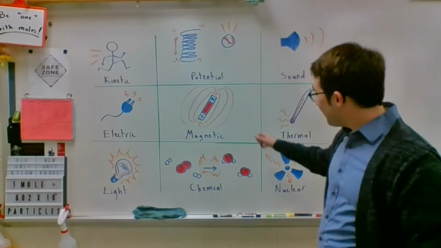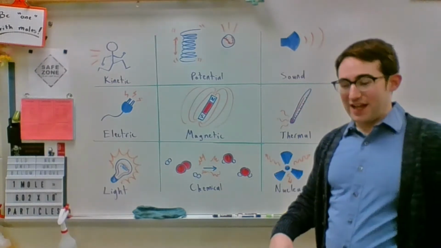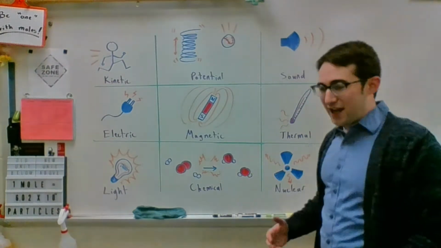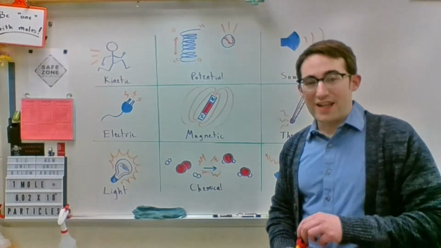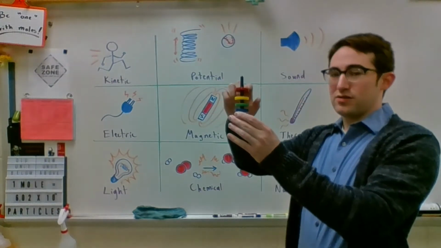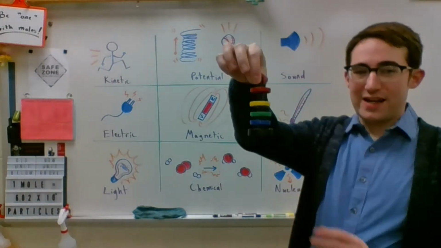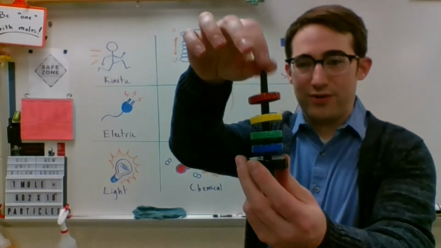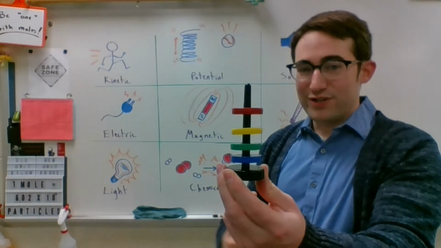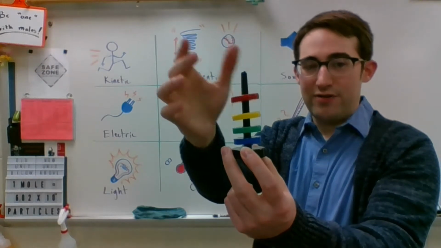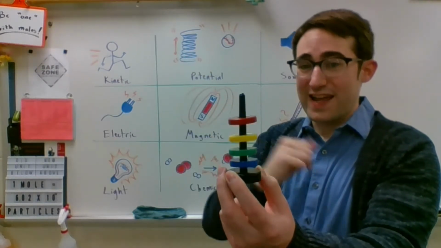Okay. Magnetic energy is the energy of magnetism. It's the energy associated with magnetic forces. These are a bunch of magnets here that I've got on this little pole. They are resisting gravity, and essentially it looks like they're floating because they're pushing against each other.